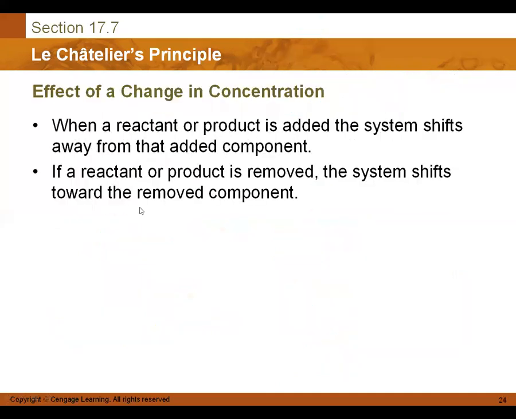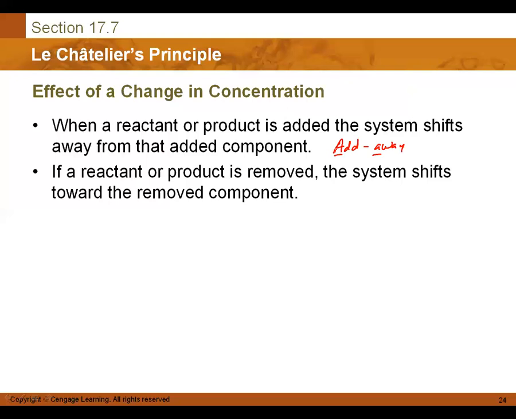So we're going to start with concentration. When a reactant or product is added to the equilibrium, it will result in it shifting away. A good way to remember it is "add away," AA. So if you add some reactants, the equilibrium will go towards the products, the right-hand side, away from the side you added. If you add more products, which are on the right-hand side of the equation, it will force the reverse reaction to occur, and you will make more reactants, and it will shift to the left.